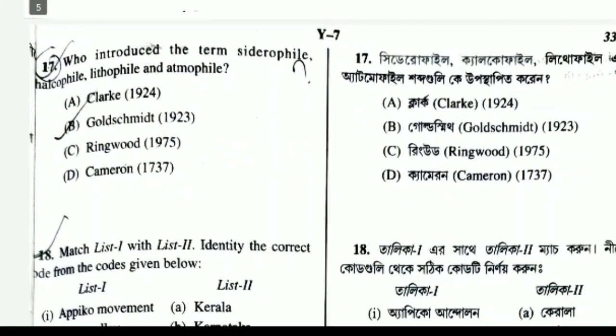Next question number 17. Who introduced the terms siderophile, chalcophile, lithophile and atmophile? So this is related to the elements. What are lithophile? They are the rock loving. Atmophile, present in the atmosphere. Siderophile, chalcophile. So who introduced these terms? So here the correct option will be Goldschmidt. Yes, Goldschmidt in the year 1923 introduced these terms for the chemical elements.